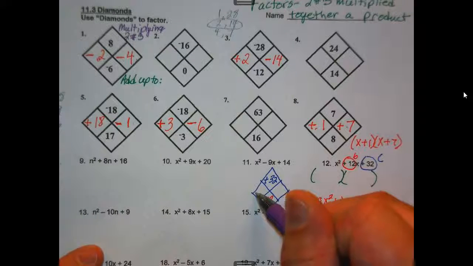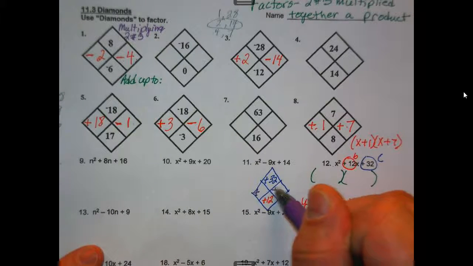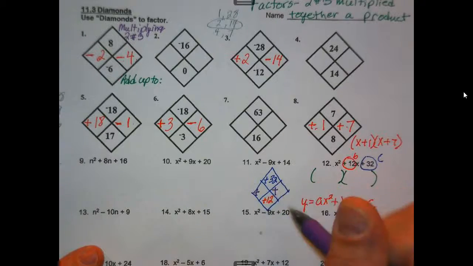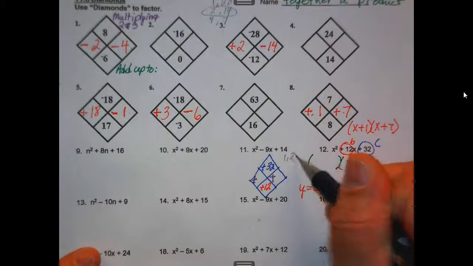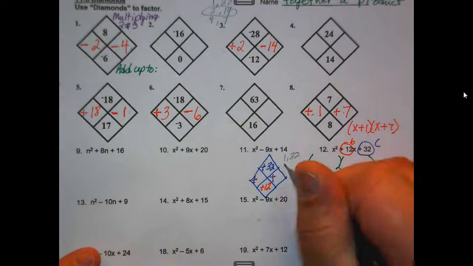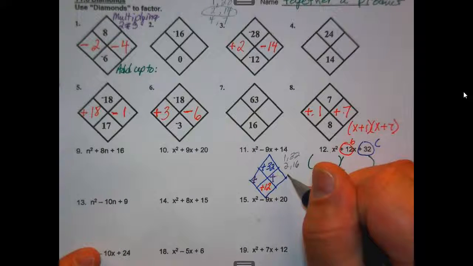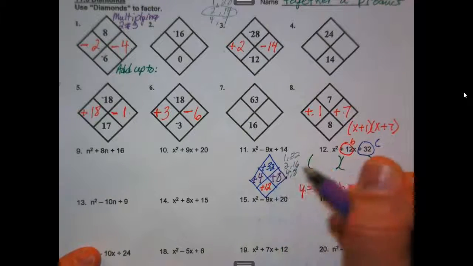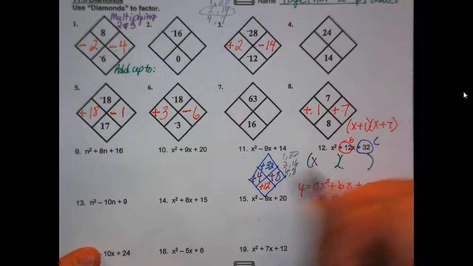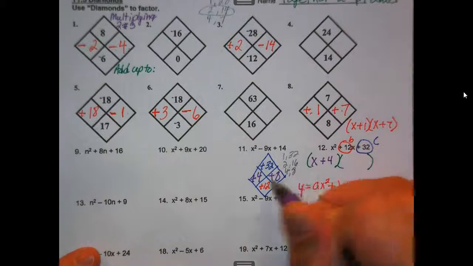Write down, guys. So I've got a positive times a positive to give me a positive 32. Now the factors of 32: 1 and 32. Remember, I'm adding these. 2 and 16. 4 and 8. And I think that's it. Now, since I'm adding them, it's 4 and 8, right? And these become my factors: x plus 4 and x plus 8.